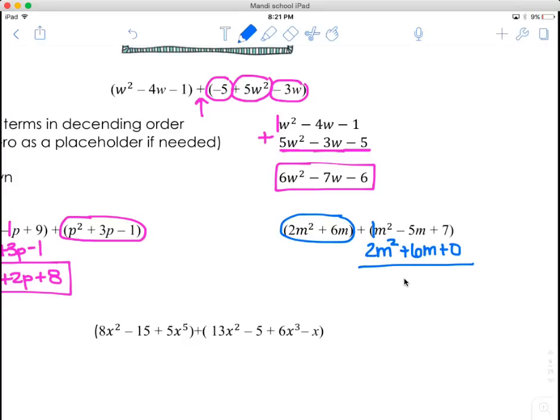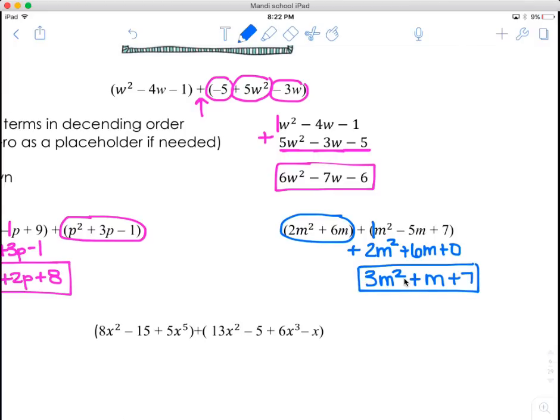Now in front of this is an invisible 1. So that's 1m squared plus 2m squared. So that's 3m squared. -5 plus 6 is plus 1m, but the 1 is invisible, so we don't have to write it. And 7 plus 0 is 7.